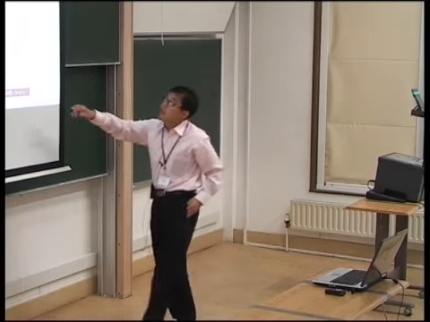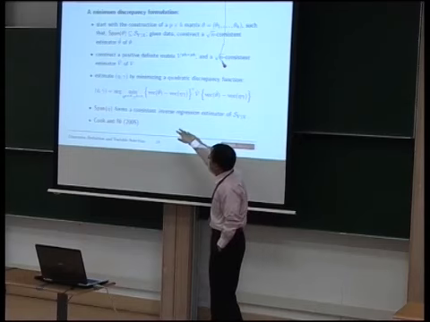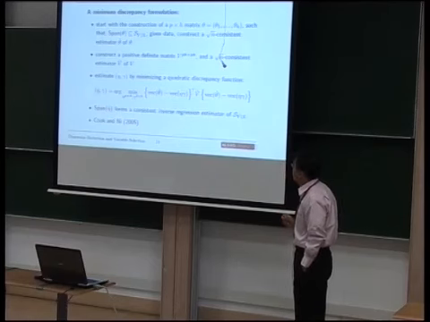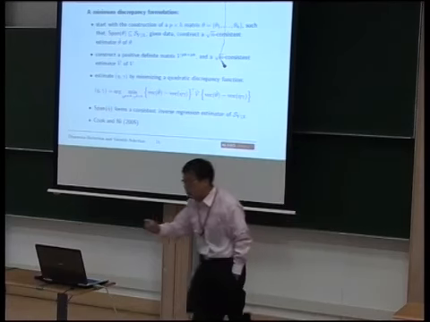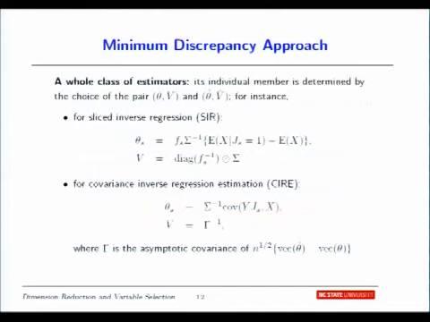Then we estimate this quadratic discrepancy function over here over a p by d matrix eta and a d by h matrix gamma. What it is doing essentially is just decompose that theta matrix into two sub-matrices, and then we say the space spanned by eta hat forms a consistent inverse regression estimator of the central subspace. A lot more details can be found in this paper by Cook and Li in 2005 JASA.